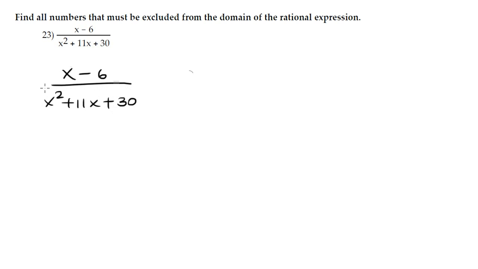We don't want that. If my denominator equals 0, my function is undefined, my expression is undefined, and those x values are not in my domain. Any x values that make this expression undefined are not in my domain. So let's see what values in fact make my denominator 0. See if we can factor this.